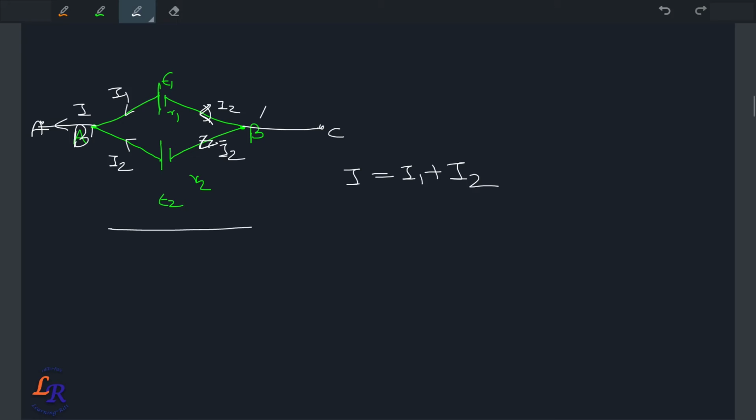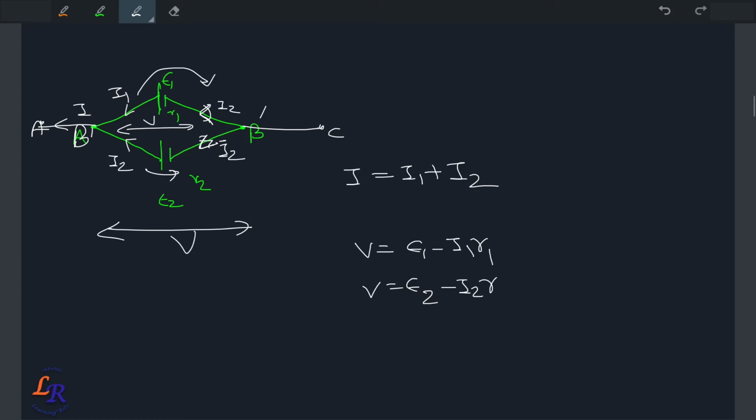And since they are connected in parallel, let's see if there is a potential difference between B and the dash through this, and this would be the same. So you can write V is equal to epsilon 1 minus I1 R1, and through this circuit, V is equal to epsilon 2 minus I2 R2, right?